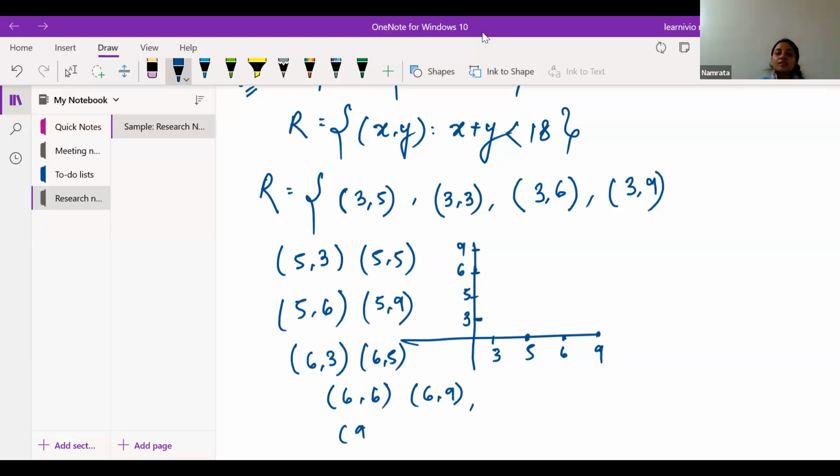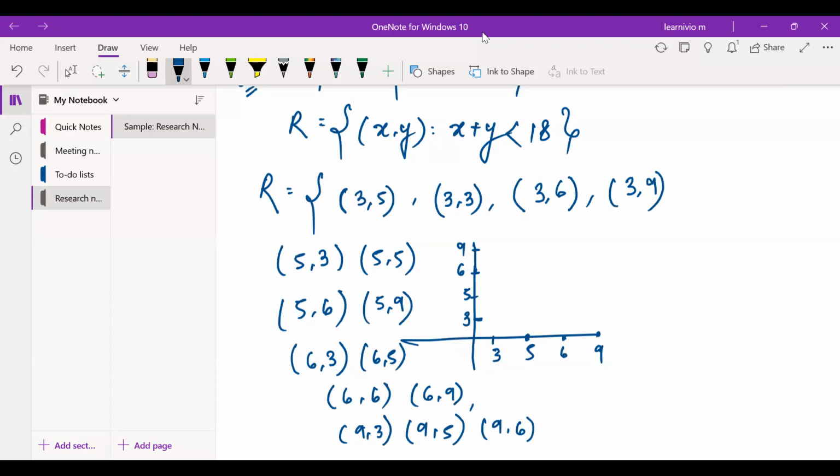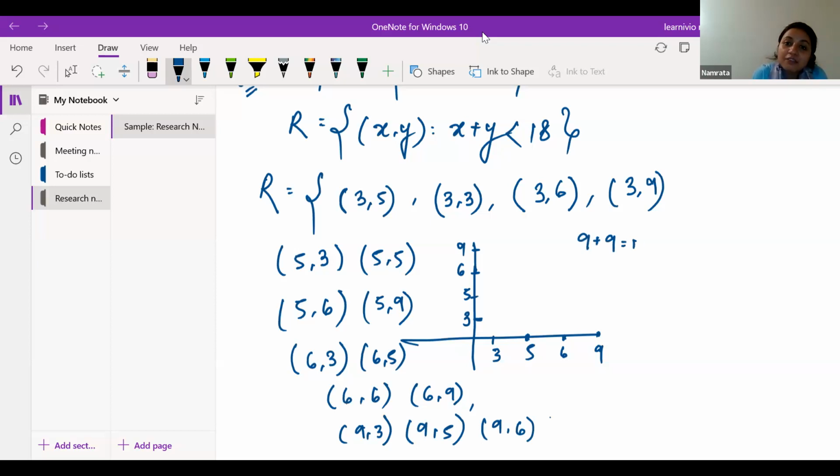Now we will take 9 with 3, 9 with 5, 9 with 6. Can we take 9 with 9? No. We cannot take 9 with 9 because 9 plus 9 is 18. And we have to follow this condition where it says x plus y must be smaller than 18. So two numbers, whatever ordered pair you are making, those addition must be smaller than 18. Then only we can write those ordered pair in our relation. Otherwise, we cannot write that.